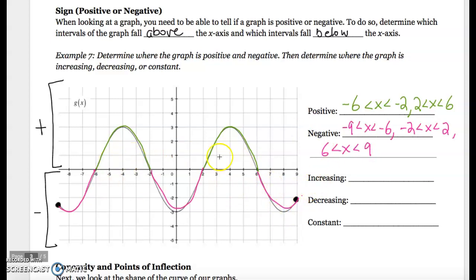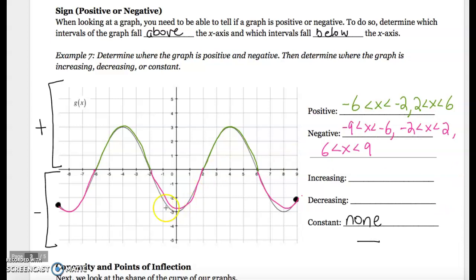Now we're also going to go back and look at increasing, decreasing, and constant. Right off the bat, I can see there's nowhere on this graph that has just a perfectly flat line, so I'm going to write none for constant. Don't worry, we will see some examples where we have some constant sections. But then I'm going to go through and do increasing and decreasing.